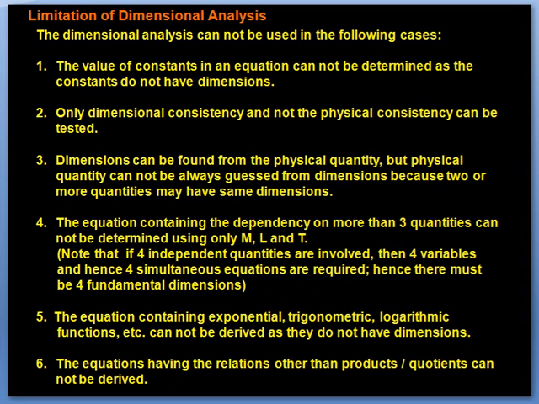Number one, the value of constant in an equation cannot be determined as the constant does not have dimensions. See, in the previous formula, that is T equals K root L upon g, dimensional analysis cannot be used to find out the value of K. Here experimentally the value of K is 2 pi.